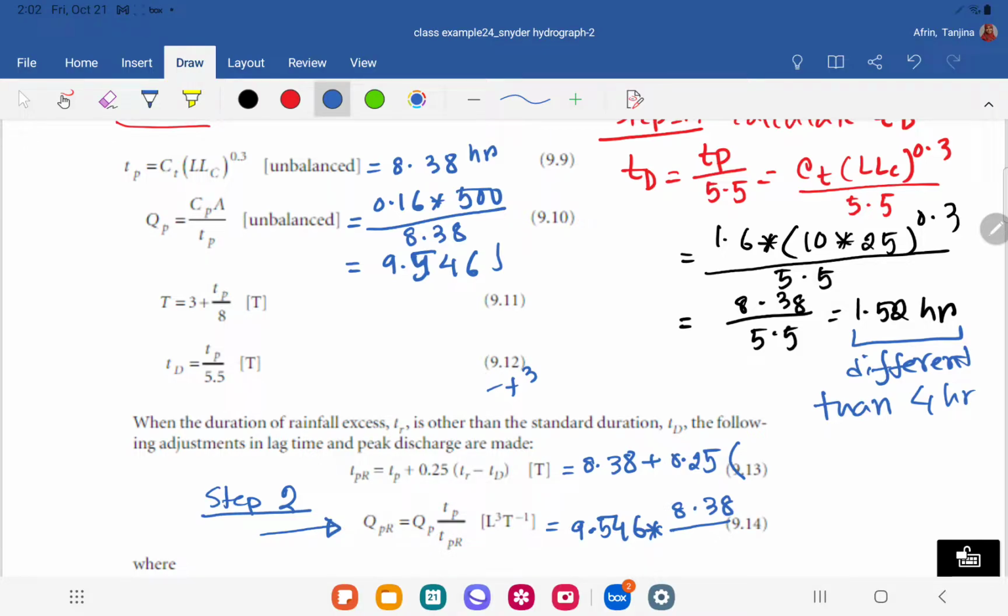TR minus TD. So TR is 4 and TD is 1.52. So if you do the calculation, it will be about 9 hours. Okay, so 9, and once we have all of this, it is 8.89.